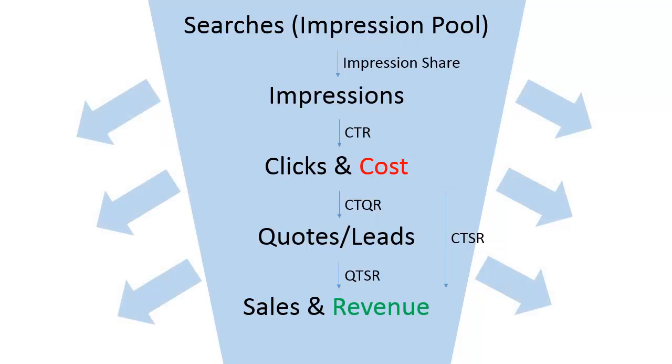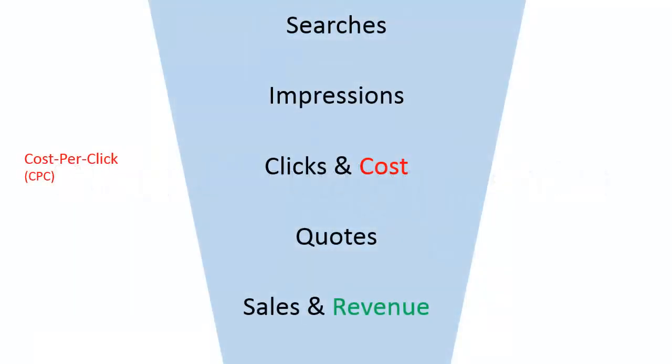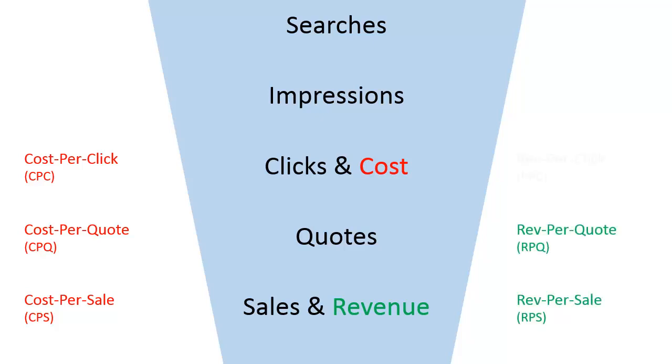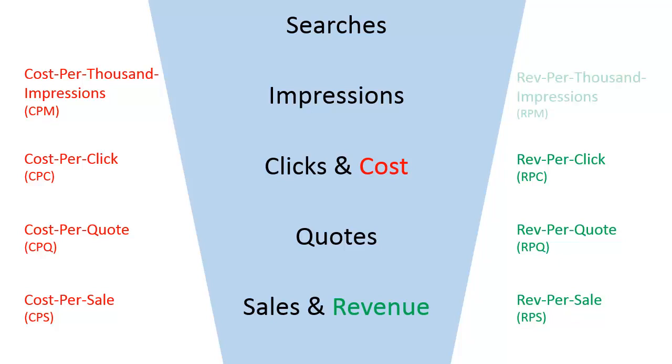So what other important calculated metrics are there? Well, we have our cost per click, cost per quote, and cost per sale. If all things were equal and we could reduce these, then we're going to be more profitable. And we have our revenue per sale, revenue per quote, and revenue per click. If all things were equal and we could increase these, then we're also going to be more profitable. We also have our cost per thousand impressions metric, also known as our CPM, and our corresponding revenue per thousand impressions metric, also known as our RPM.